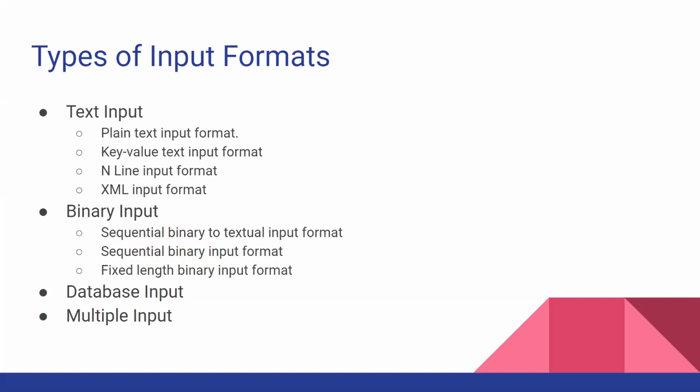So the binary input, in general, is a sequential binary. We have three main types. The sequence file as text input, where every binary is converted to a string. And when we say converting, we are converting the key and the value. And the sequence file as binary input, where it retrieves the sequence of file keys and values as opaque binary objects. Finally, the fixed length, which reads fixed width binary records from a file.